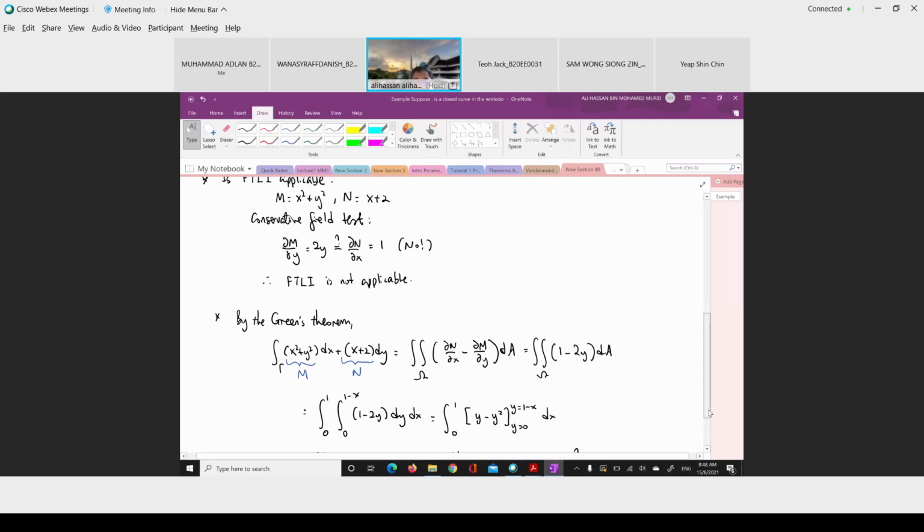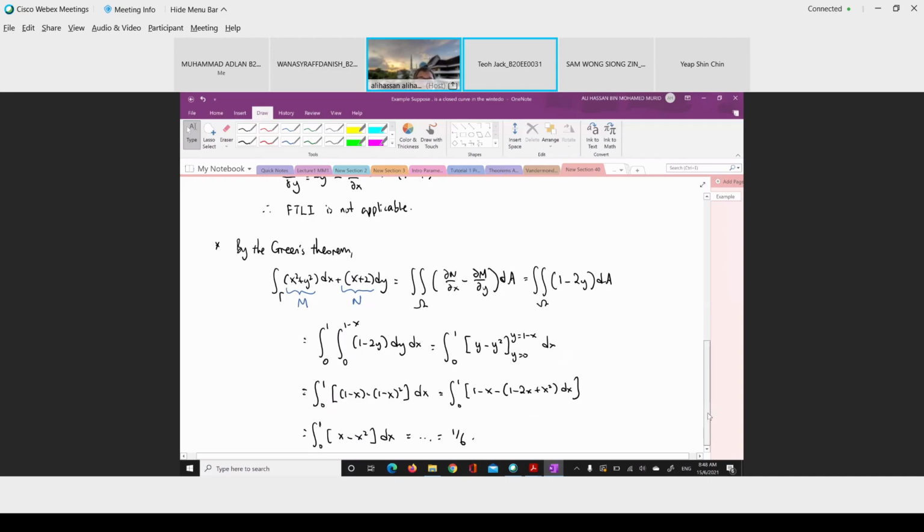In some questions, they ask you to use Green's theorem. Sometimes it is all written in the question, apply Green's theorem. Then there's no need to think about FTLI or the parameterization method.